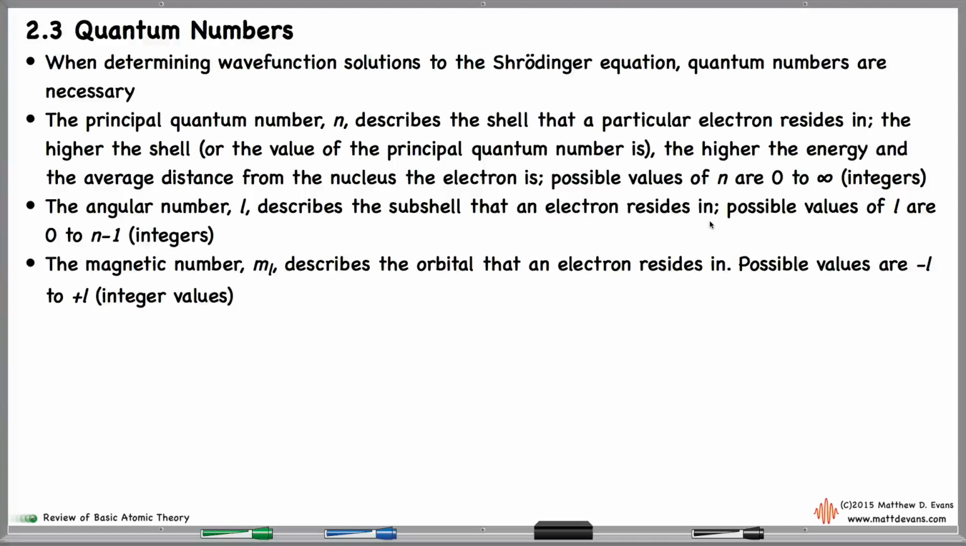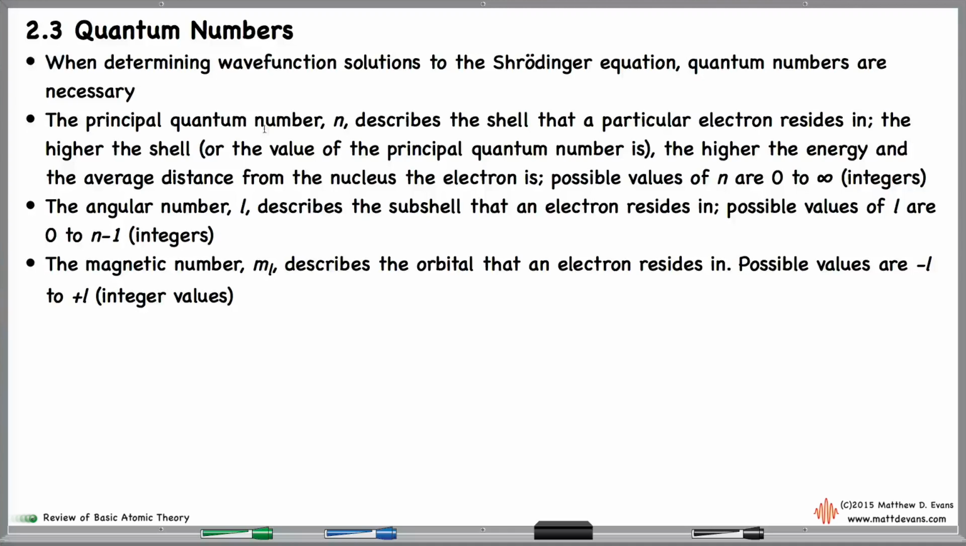Okay, so let's talk about quantum numbers. I mentioned quantum numbers are necessary to use when you're working with the Schrodinger equation. And for electrons, when we get these wave function solutions out of it, it's necessary to use quantum numbers, okay? Now, there's 3 spatial quantum numbers and a 4th one that has to do with spin. So let's just talk about the first 3 quantum numbers.